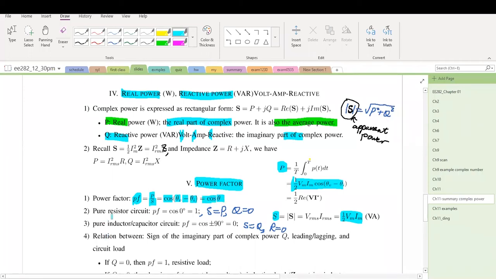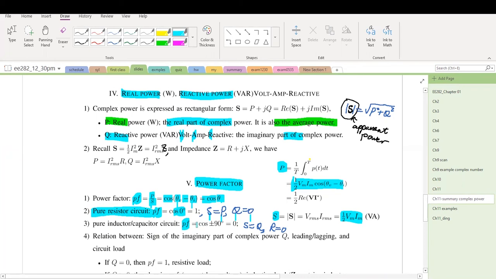Now let's look at a couple of special cases. If theta equals 0, which means theta V and theta I are in phase, they are equal, so theta V equals theta I. So the power factor equals 1. In this case, the apparent power S equals P. P is the real power, which means Q equals 0. There's no reactive power. In this case, the circuit is a pure resistance circuit.